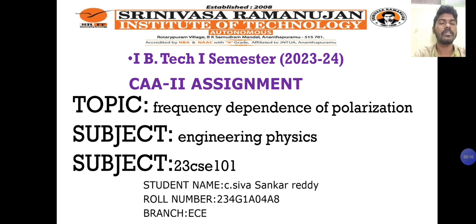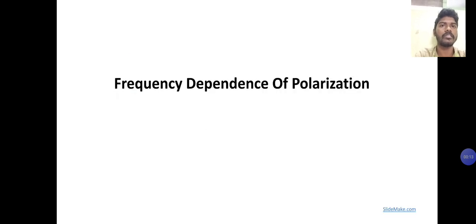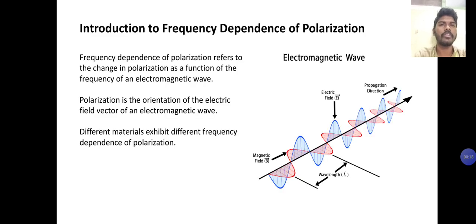Now my topic is frequency dependence of polarization. Introduction to frequency dependence of polarization. Frequency dependence of polarization refers to the change in polarization as a function of the frequency of an electromagnetic wave. Polarization is the orientation of the electric field vector of an electromagnetic wave. Different materials exhibit different frequency dependence of polarization.